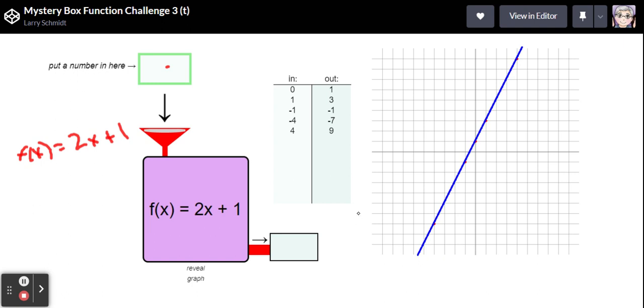Well, how did that go for you? Did you get 2x plus 1? Did you put in as many points as I did, or did you figure this out more quickly?